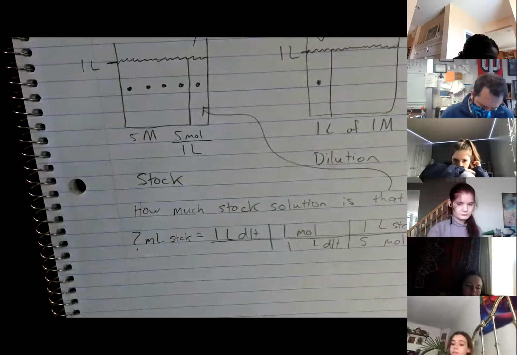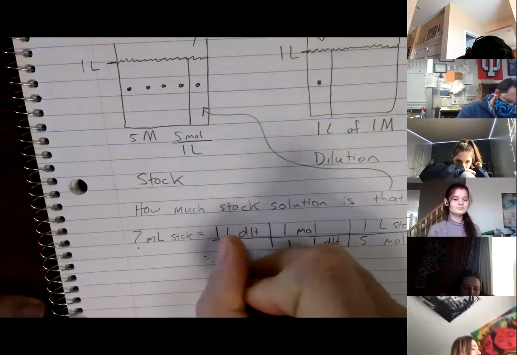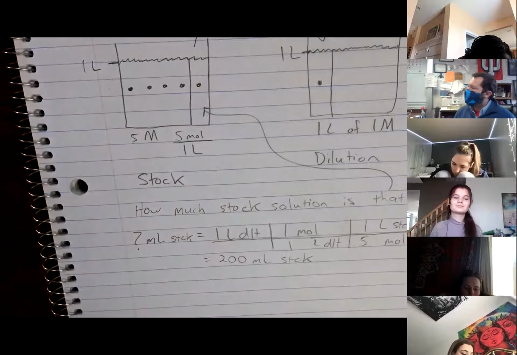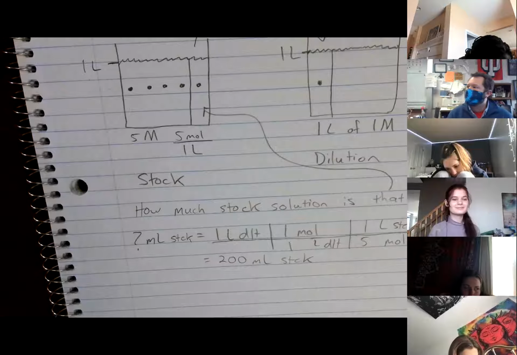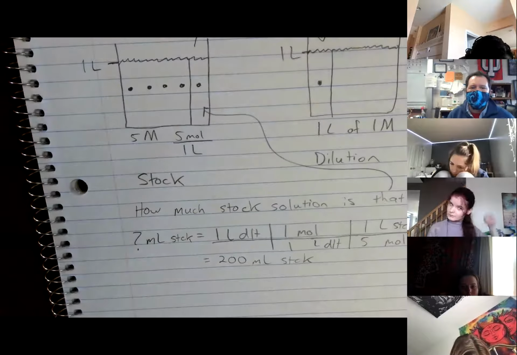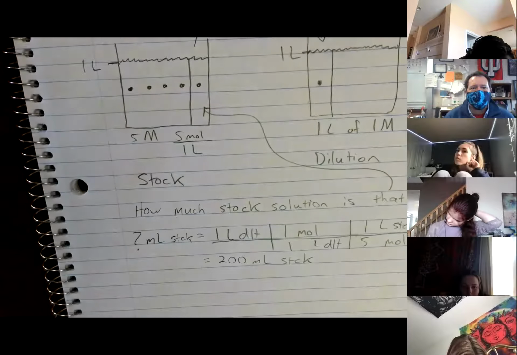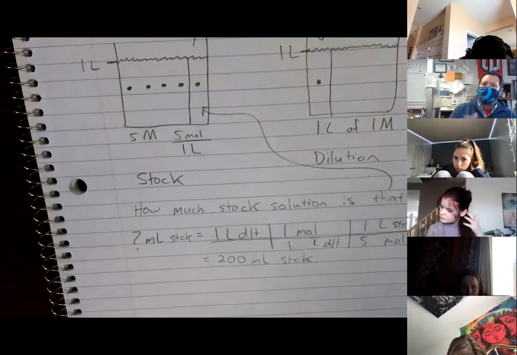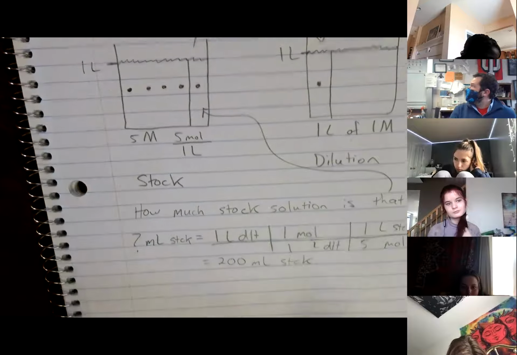I got 200 milliliters of stock. I'll try to point out some common errors with your calculator today, because again, guys, it's probably about half of you grading homeworks. About half of you guys are setting up your problems perfectly, but then just getting the wrong answer, which means you're not entering things into your calculator quite correctly. Cool. So 200 milliliters of stock.